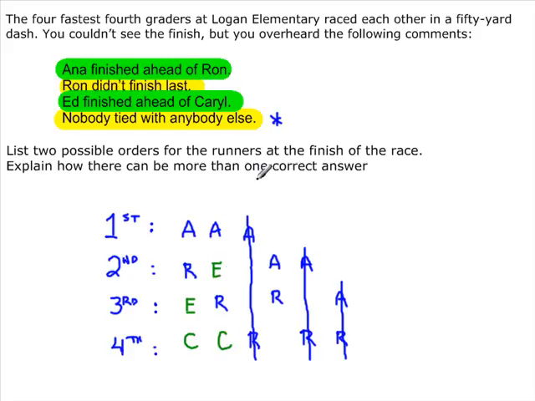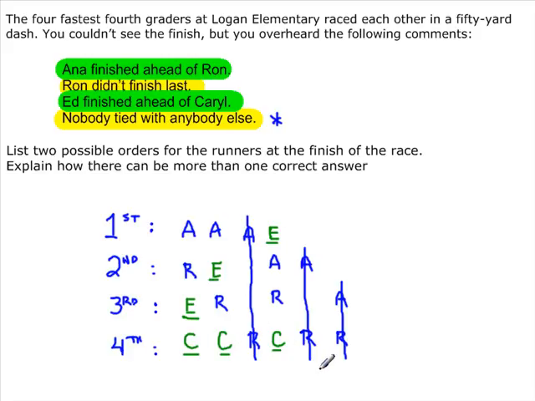And notice I'm making use of the fact here that nobody tied with anybody else. Or, let's see, Ed finishing ahead of Carl, because nowhere in here does it say anything about any kind of comparison between Anna and Ron and then Ed and Carl. So that's how we're able to fit in Ed and Carl in all 3 of these places, as long as we position Ed ahead of Carl, which we've done.